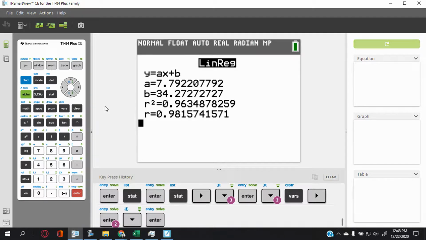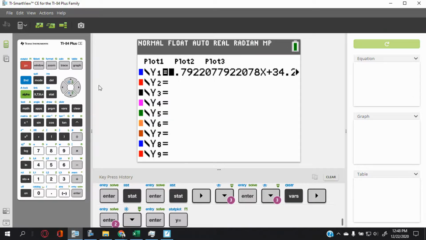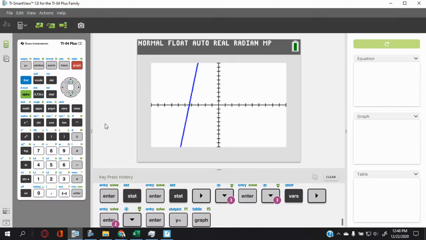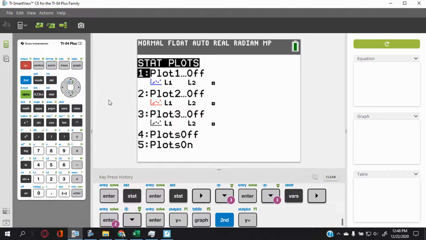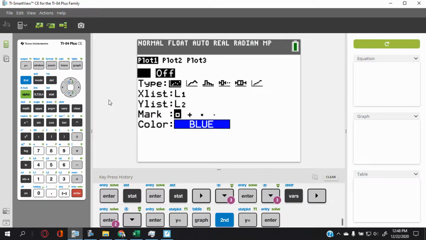Okay, what's next? I need the equation. Now the equation's right here, so I would say I want to see the graph. So the graph, I can't see it too well, so I'm going to zoom out. Actually, you know what I'm going to do? I think I'm going to try to actually plot the points also. So I'm going to do this. I think that's going to help. I'm trying something slightly different.